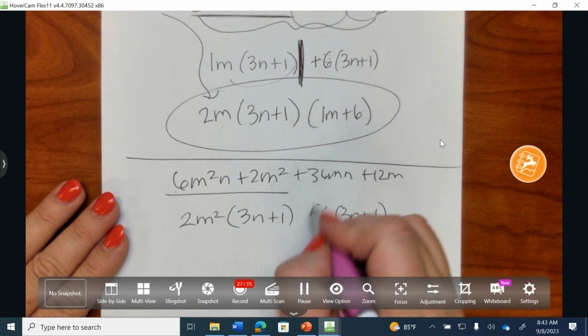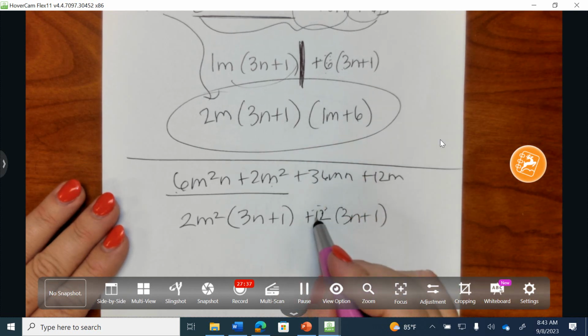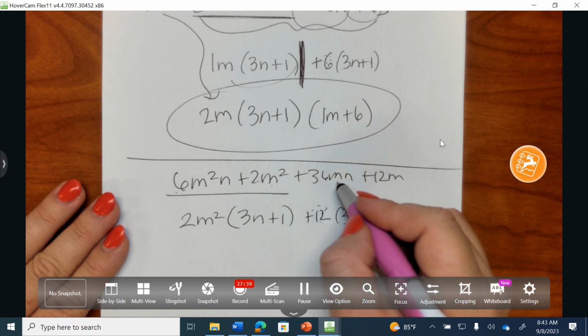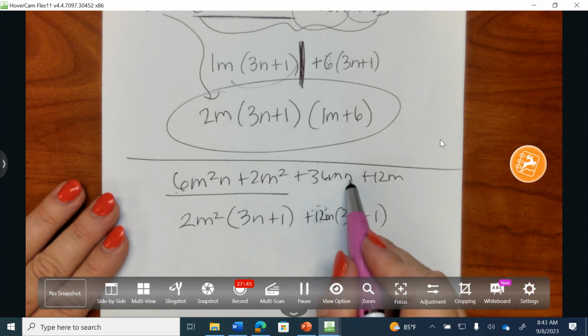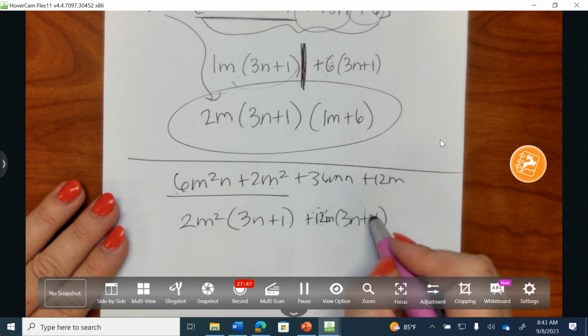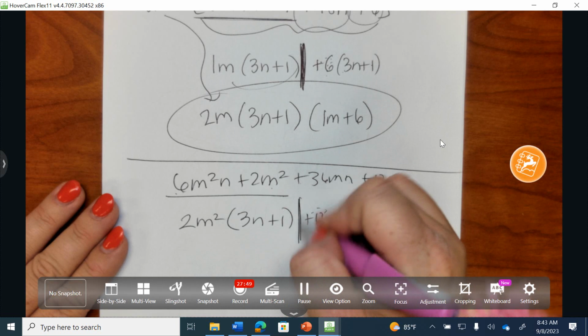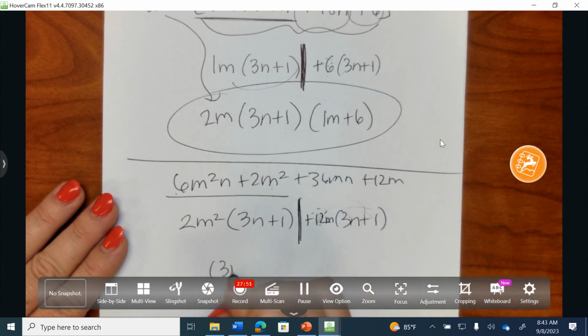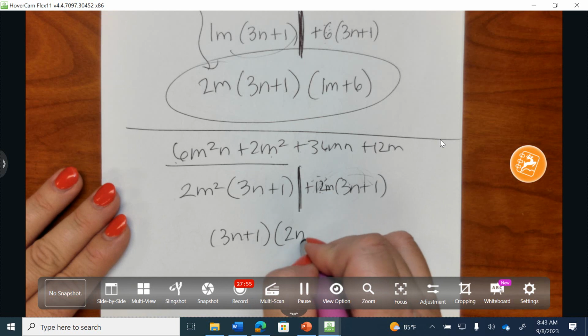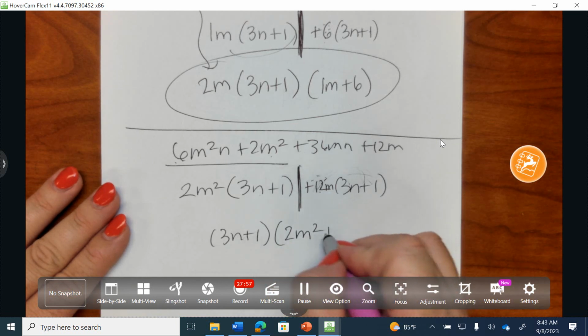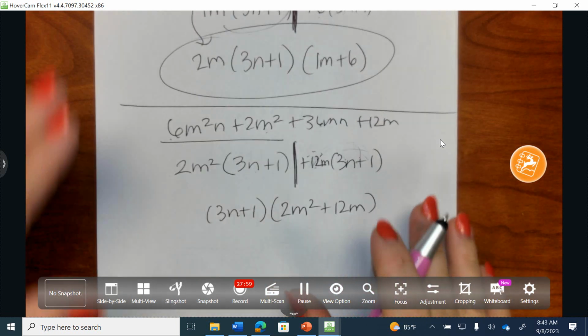I copy and paste it. What times 3 is 36? A 12. So 12n, oh, and I have to attach an m. 12m times 3n is 36mn. 12m times 1 is 12m. All this is working out. What do they have in common? A 3n plus 1. In front of the first part is a 2m squared. In front of the back is a 12m. All of this is good.